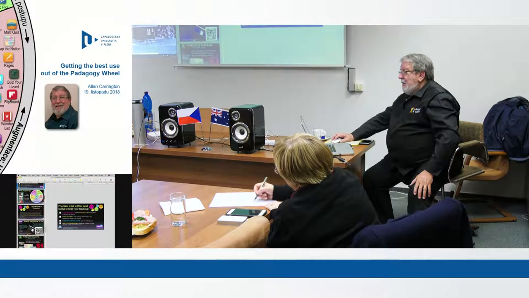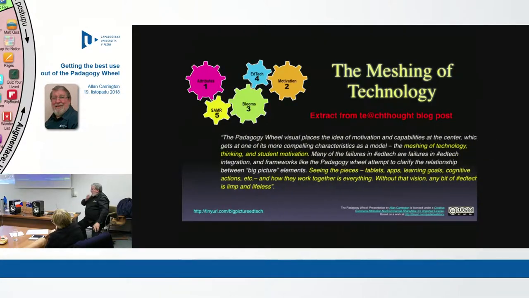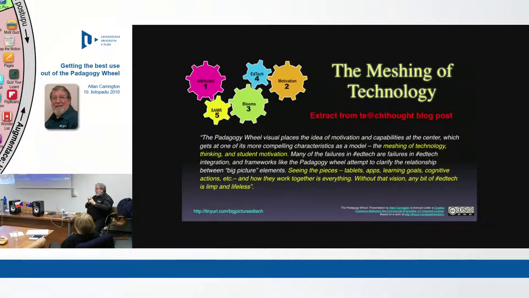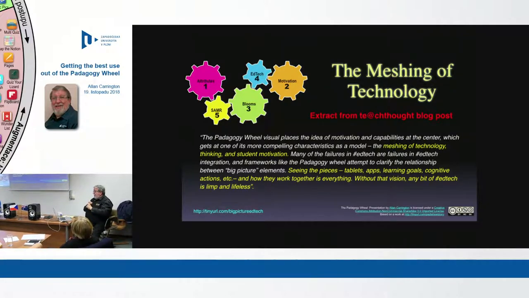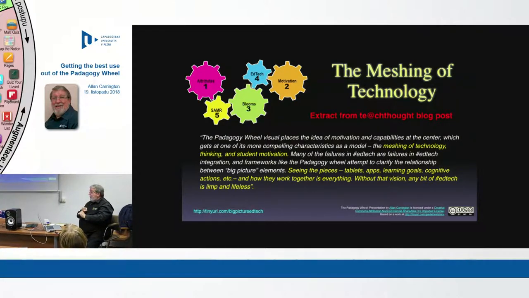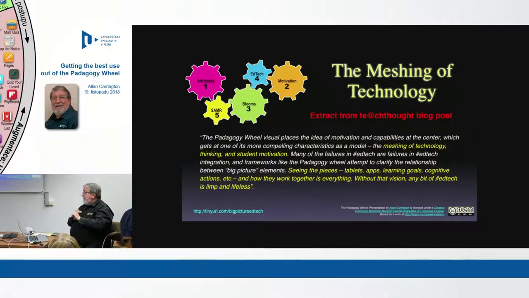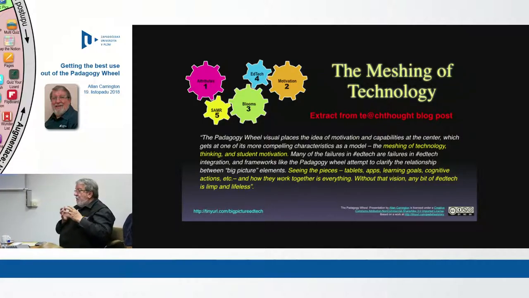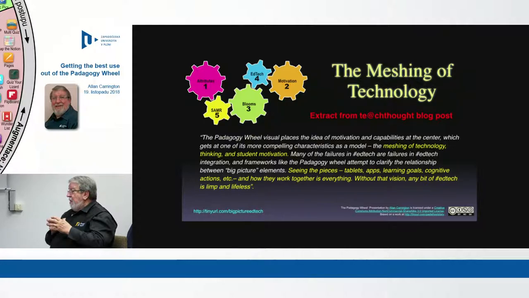Now let me just talk about the meshing of technology and why I mentioned number one. This is an article out of an e-learning magazine in America, and it said, the pedagogy wheel visual places the idea of motivation and capabilities at the center, which I call the core of the wheel, which gets at one of its most compelling characteristics as a model, the meshing of technology, thinking, and student motivation. Many of the failures in ed tech are failures in ed tech integration. That's part of the big problem why they're starting to say, get it out of the classrooms. It's because the teachers don't know how to integrate it into the pedagogy, okay? And so we need to spend a lot of time and a lot of research on that.